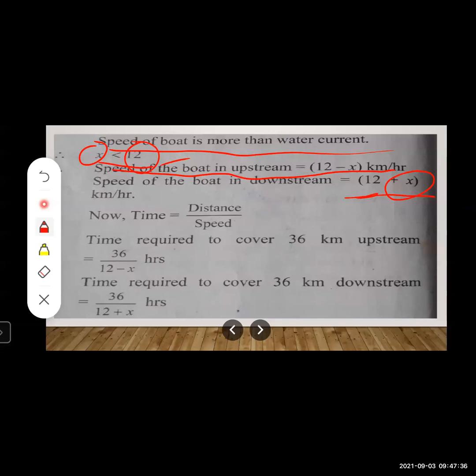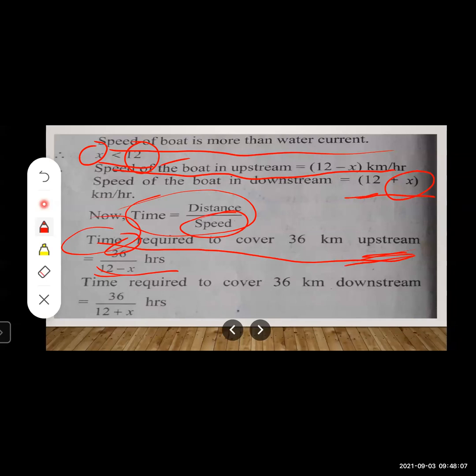Now let us use this formula to find out the time for the upstream and the time for the downstream. Time required to cover 36 kilometers upstream. Which formula are we using? 36, see, distance remains the same, that is 36. What is the speed in upstream? 12 minus x. So this is how we got the time in the upstream as 36 upon 12 minus x hours, right?